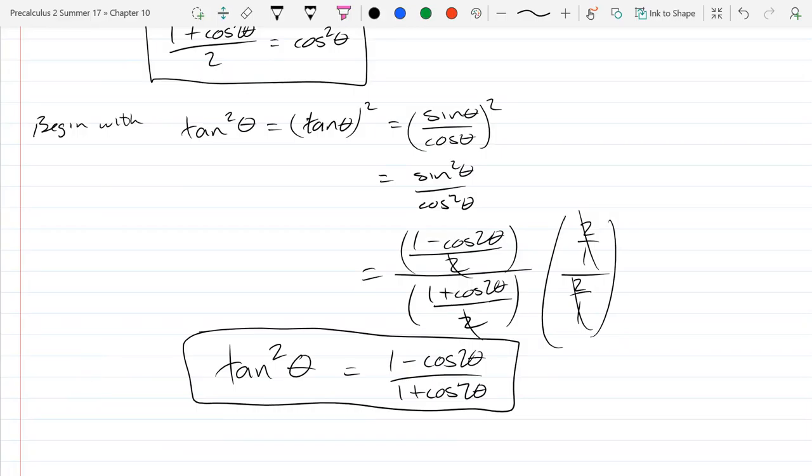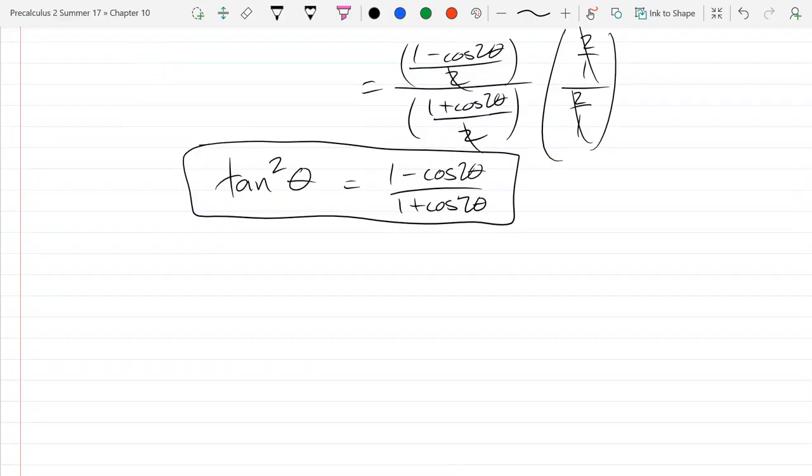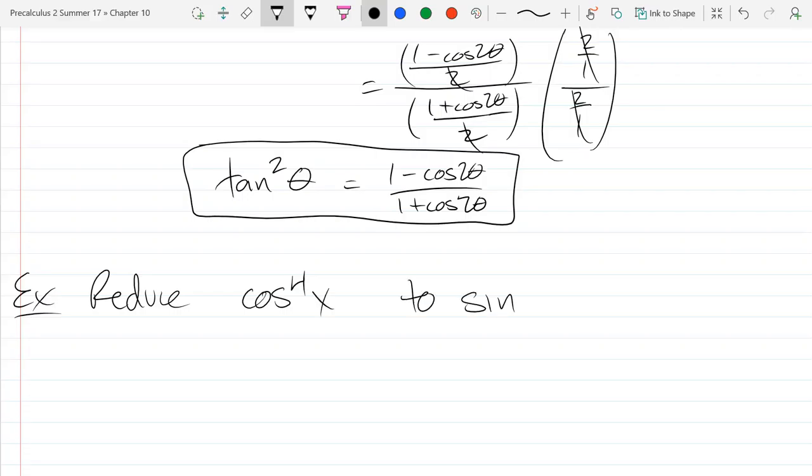Now, this does turn tangent into cosines. It doesn't turn tangent squared into some other tangents. So our first example, actually this looks like our only example before we get into some more identities. So we're going to reduce cos to the fourth x to single powers of cosine.